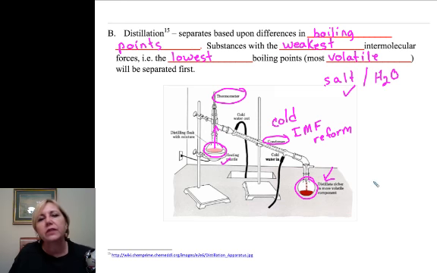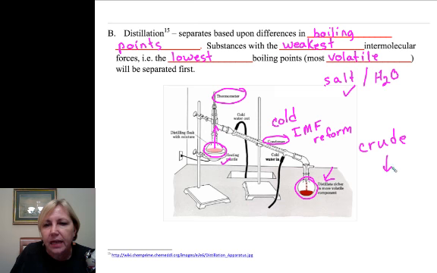Now, there are more complicated types of distillation. There's something called fractional distillation, but this is the underlying technique in taking crude oil and separating it into all of the different oil-based products that we have. We use massive distillation columns that can do that separation.